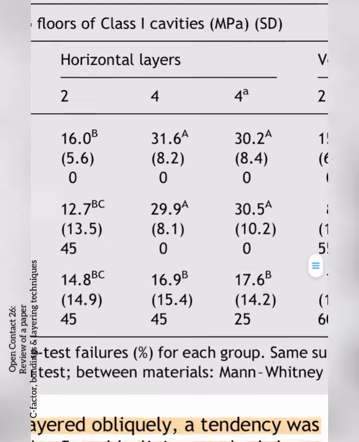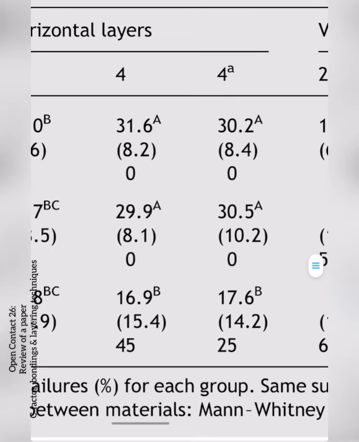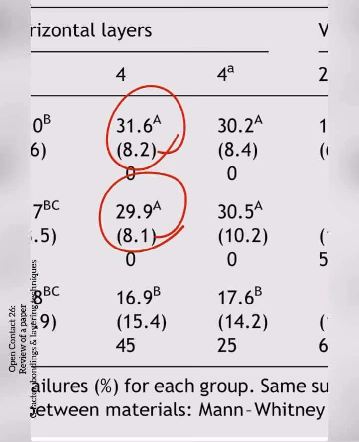But the most important one was the horizontal layering technique with four layers, which had the most promising results. We can see we had the highest microtensile bond strength for the specimens, although they were class 1 restorations and they were filled horizontally. As we remember, the cavities had a 4 millimeter depth, so each layer was 1 millimeter. So the results were promising.